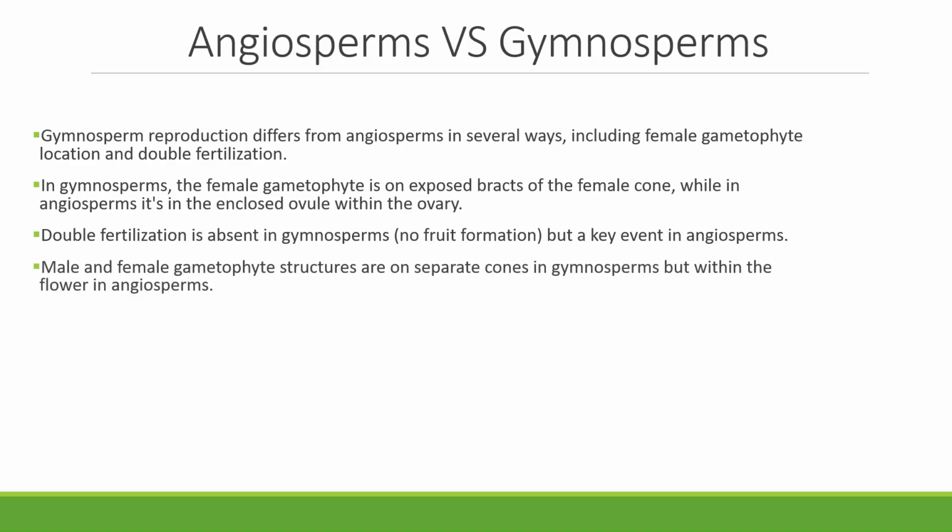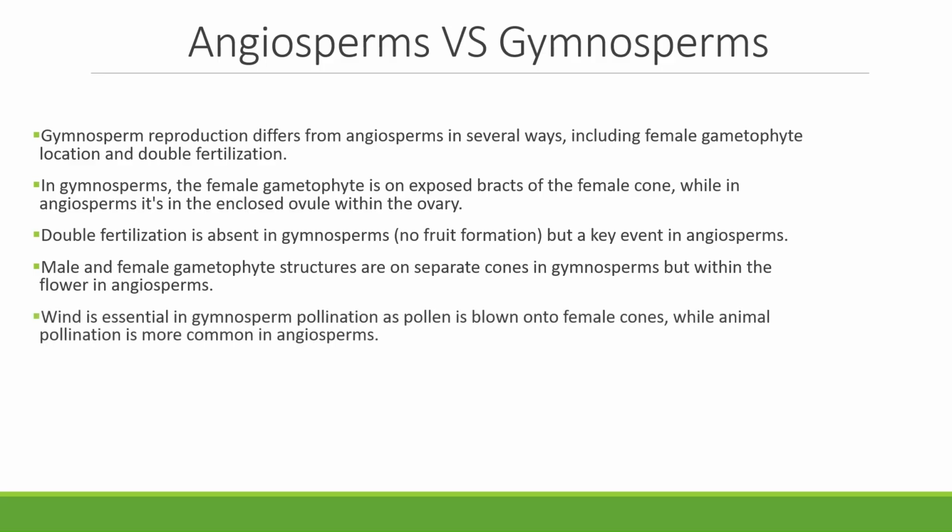Male and female gametophyte structures are located on separate cones in gymnosperms, but they occur together within the same flower in angiosperms quite often. Pollination in gymnosperms depends almost entirely on wind, with some key exceptions we discuss in the lecture on seed plants, with pollen being blown onto the female cones, while animal pollination is much more common and often more efficient in angiosperms.